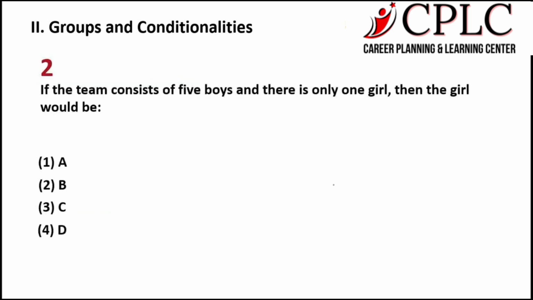Next question. If the team consists of 5 boys, then there is only one girl, then the girl has to be. So again, we can do reverse engineering. 5 boys, and we have to form a team of 6 people. That means the sixth person has to be the girl, which is very clearly given. And we have 6 boys to select from, and we have to select 5 boys. That means we have to always ignore one boy.